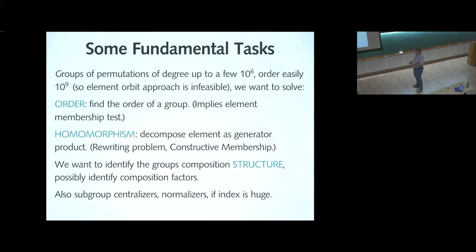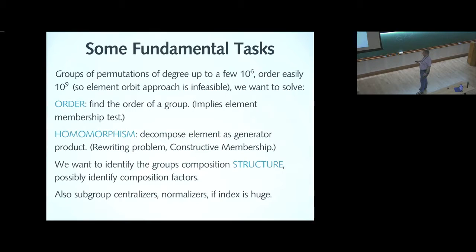Looking at permutation groups, which are an important class of groups. What does GAP do when working with a permutation group? The data structures it uses build on orbits and the orbit-stabilizer algorithm. So we have a group of permutations, degree say up to a few million. The order of the group could easily be 10 to the 9. So orbits on elements are not doable.